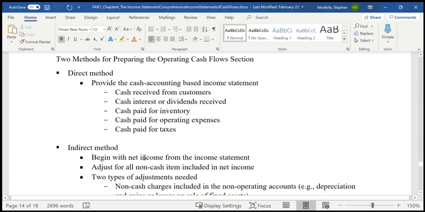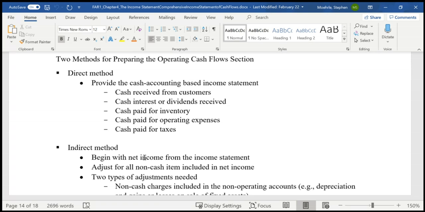Now, there are 2 methods for preparing the operating cash flows section. There's the direct method. In the direct method, we provide the cash accounting-based income statement. So on the income statement, you see sales revenue. On the statement of cash flows, you'll see cash received from customers. Why do those differ? Well, a lot of sales are on account. And so we make the sale in the current fiscal year, but we receive the cash in the next fiscal period.